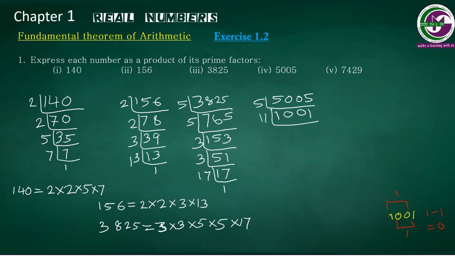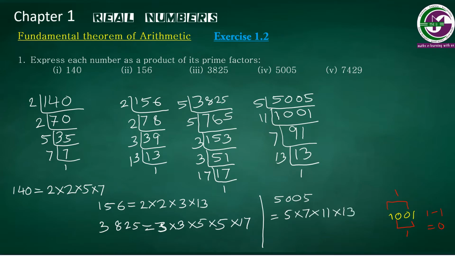In 100 there are 9 11s, 99. So carry over 1, you'll get 11, so it is 91. Now you can see that 7 is a factor of 91, so 7 can be written here. 13 is a prime number, 13 1. So 5005 equals, the smallest one is 5 times 7 times 11 times 13.